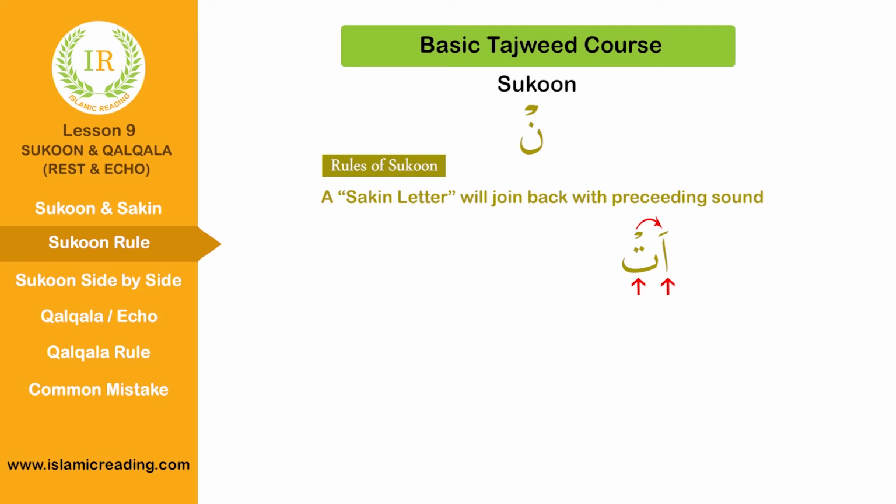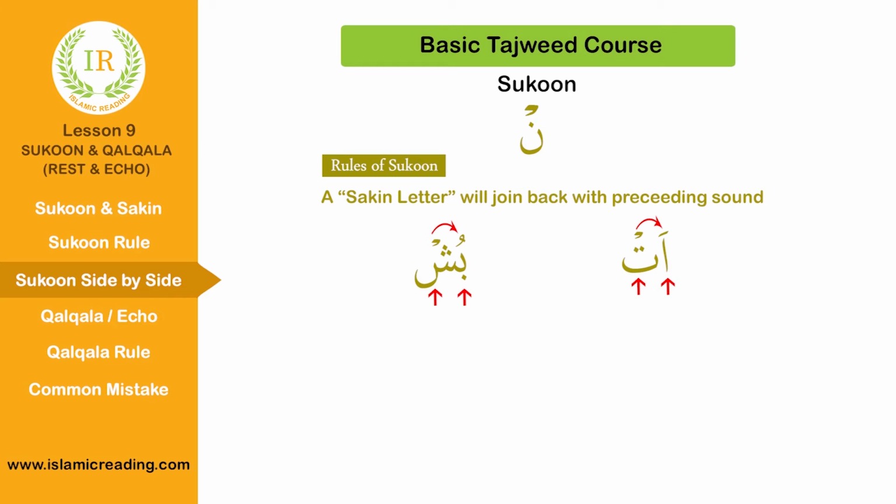And when we join them together, it is pronounced as at. Let's see another example. In this word, ba has a dhamma and sheen is sakin. So now we have two sounds, bu and sh. And when we join these two sounds, it becomes bush. So the rule of the sukoon is that a sakin letter will join with the preceding sound.